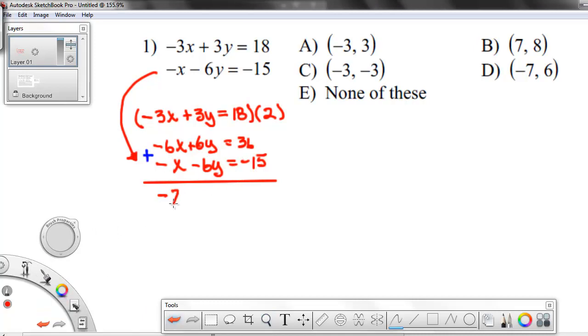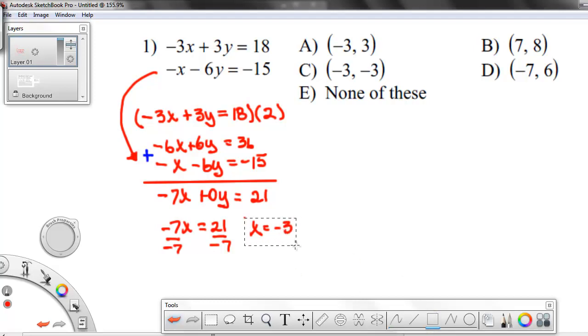Negative 6 and a negative 1 will give us our negative 7x. The y's go to 0. 36 minus 15 will give us the 21. Now we'll have negative 7x equals 21. We'll divide the negative 7 into each side, and that'll give us 1x, or x equals a negative 3. So now we have one part of our ordered pair. Now we need to solve for the y.